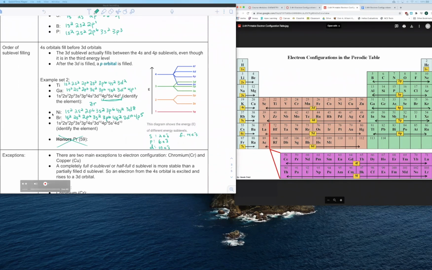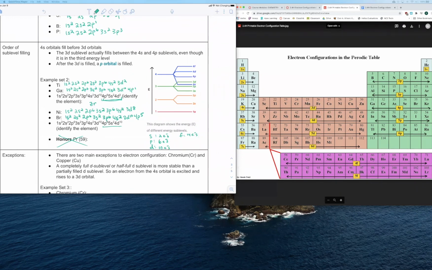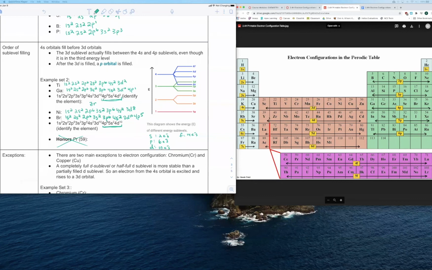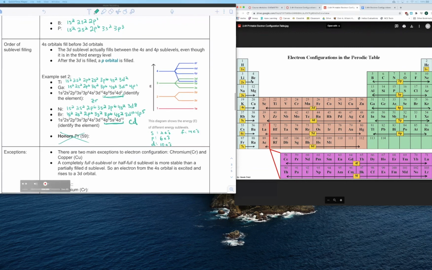And then the last part, again, I just look at the last parts. So I have 5s2, 4d10. So 5s2, 4d10 would be 1, 2, 3, 4, 5, 6, 7, 8, 9, 10. So it should be cadmium, Cd, would be my mystery element. Okay, so pretty straightforward. Just follow the chart and then you should be fine.